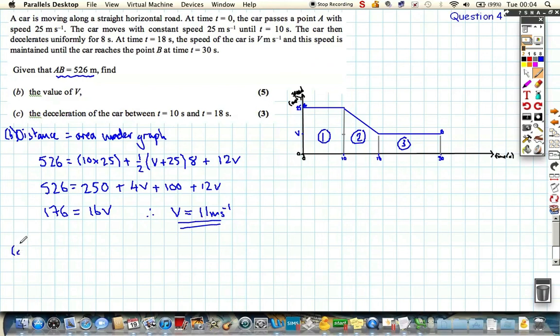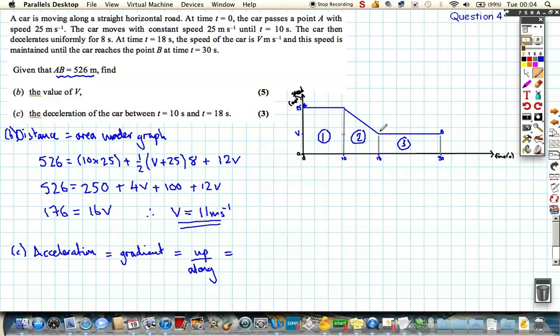So guess what the other fact you have to know is: the acceleration is equal to the gradient of any part of the graph. So when it's flat, the acceleration is zero, constant speed, and then we're looking at this bit from 10 to 18 seconds. We can find the gradient by how much it's moved up divided by how much it's moved along. We've got to be careful here because we can have negatives and we need to find a deceleration. We'll talk about that in a second.